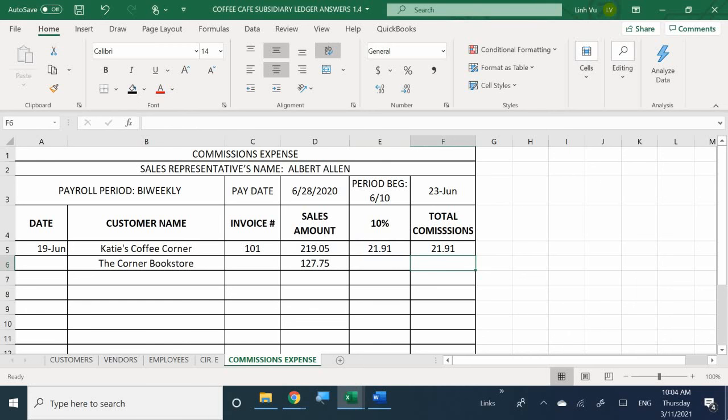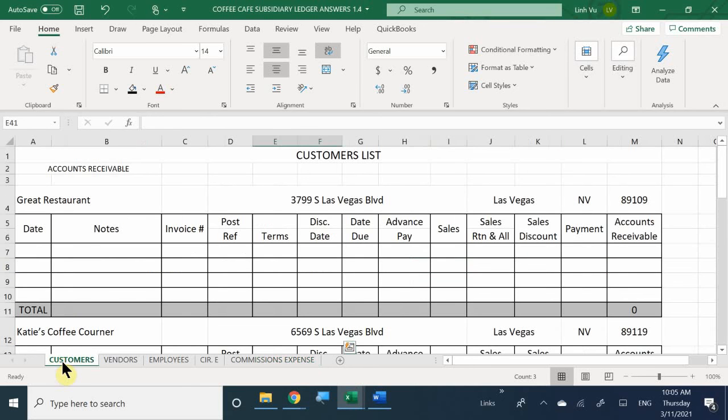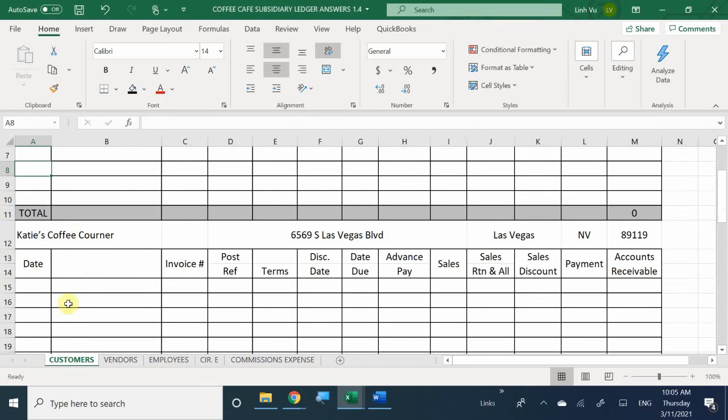What's next? We are in the subsidiary ledger. What are we going to do here? Update customers. We're going to update the customers. Yes, because we sent them an invoice. They still owe us money. But in case Katie decides to return something to us, we definitely need to make sure that we keep record of it. So here, we're going to go to customers. Here we are, Katie's Coffee Corner.